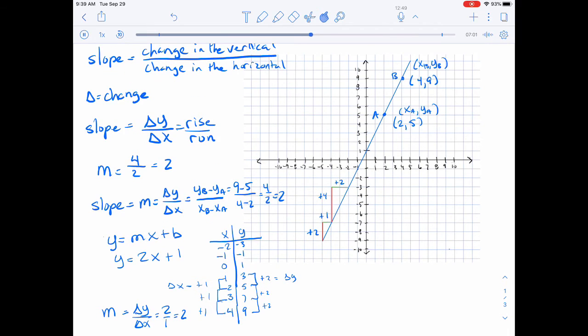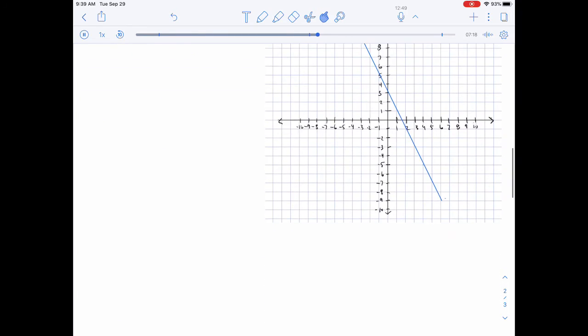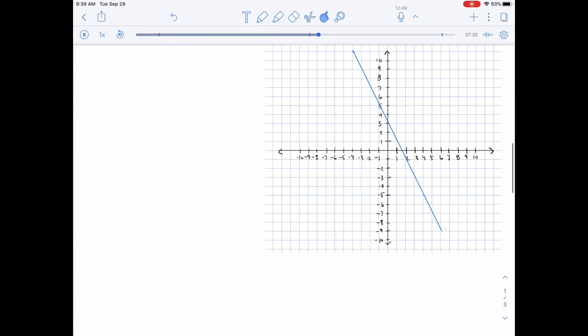In this case, our slope is positive. We have a positive 2. So that means that our line would be rising from the left to the right. It's going uphill from left to right. Let's take a look at a case when our line is going downhill from left to right.